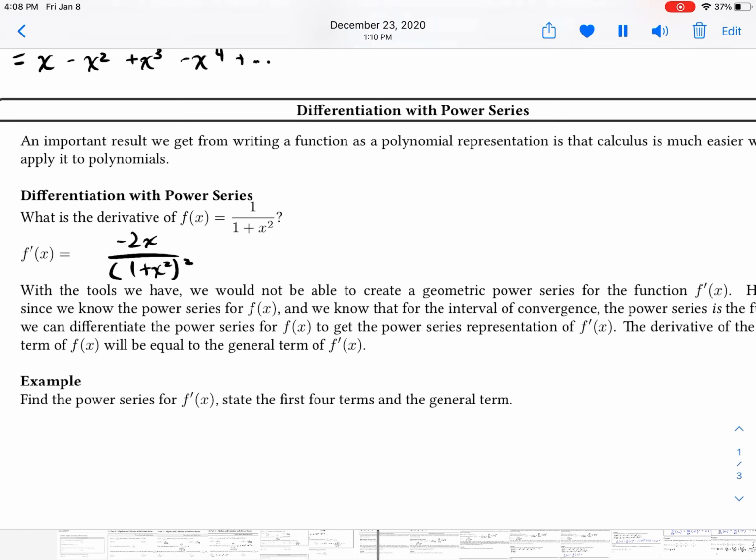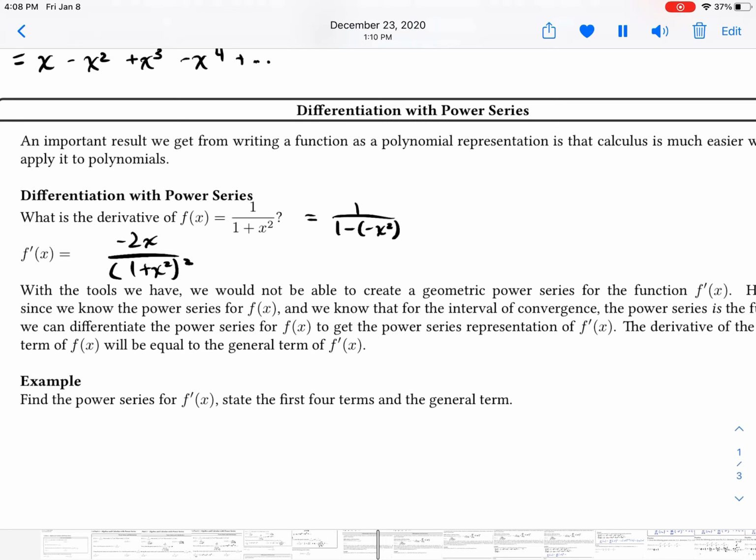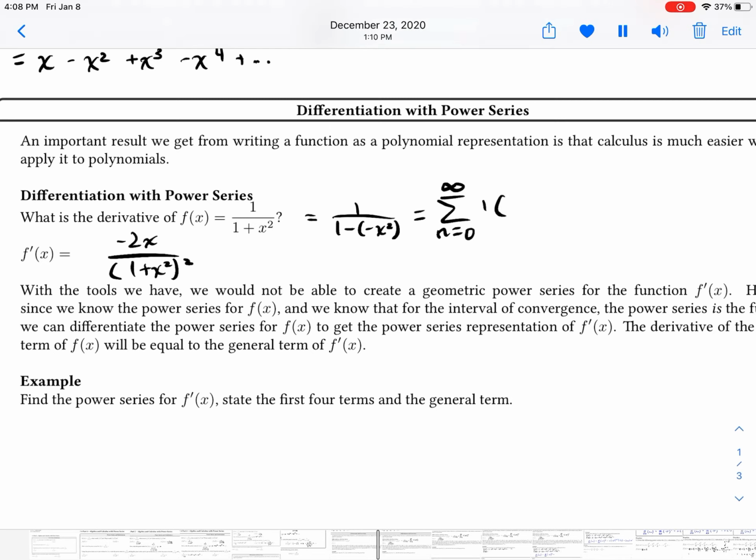But let's look at the following. What would be the series to represent this function 1 over 1 plus x squared? So let me take this particular function and rewrite it as a over 1 minus r. So 1 over 1 minus negative x squared. So we know that this is equal to the following series in summation form: n is equal to 0 to infinity, our first term is 1, and our common ratio is negative x squared, and so we're raising that to the n power.